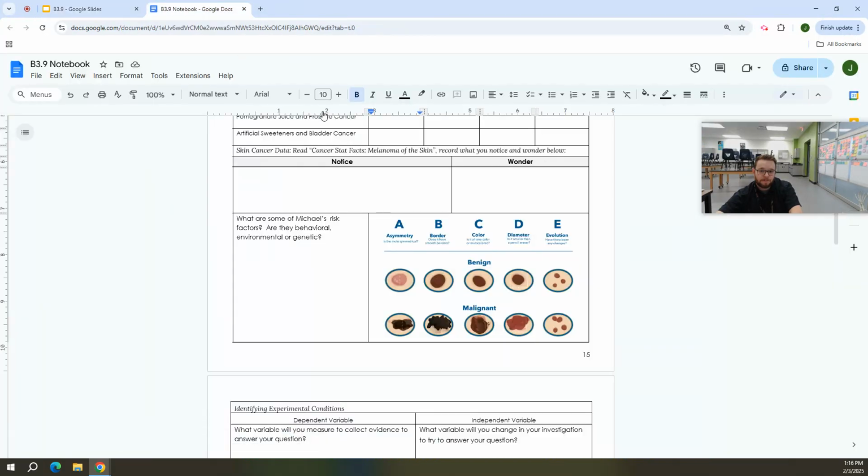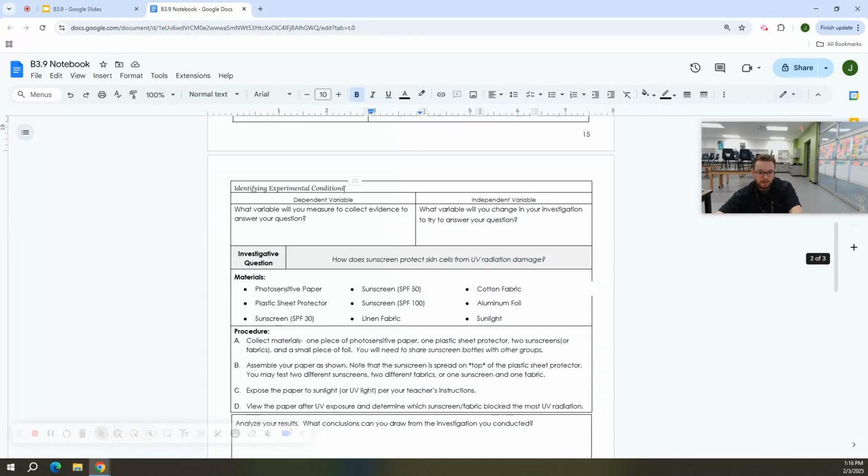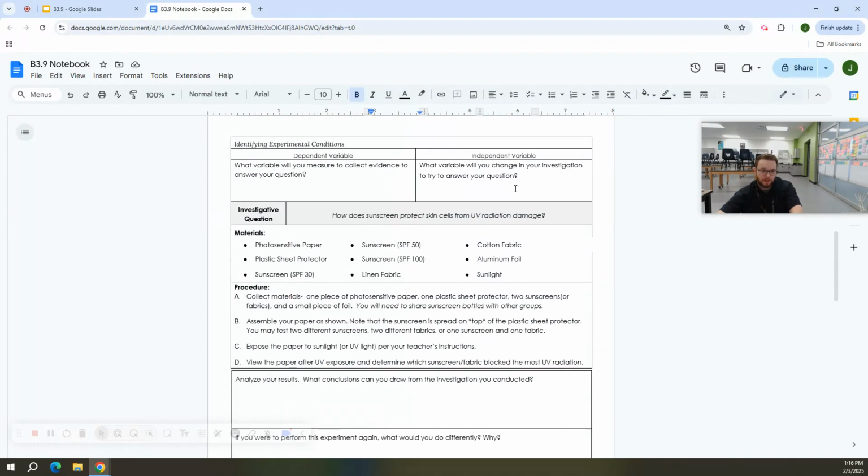Okay, so before you stop and conduct the lab, we're going to talk about this dependent and independent variable. Remember, dependent variable is what you're measuring to collect evidence to answer your question. So thinking back to that lab setup we just talked about, when I take all the sunscreens off, what am I going to be looking for to measure the effectiveness of the sunscreens?